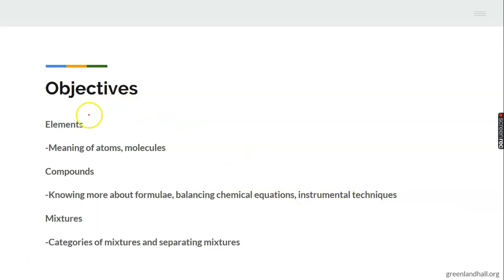So the objectives: the first thing we are going to look at is elements. We're going to know the meaning of elements, and under it we are talking about atoms and molecules. Then we will know about compounds. Under that subtopic, we will learn more about formulae, balancing chemical equations, as well as instrumental techniques. The last one is mixtures. Under mixtures, we are going to talk about the categories of mixtures and separating mixtures.